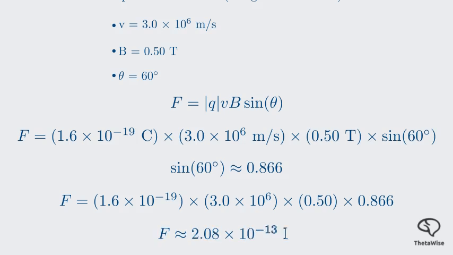Multiplying the numbers and the powers of 10, we get a force of approximately 2.08 times 10 to the negative 13th newtons. This is a very small force, but in the microscopic world of electrons, it's powerful enough to dramatically change the particle's trajectory. If we wanted the direction, we'd use the right-hand rule. For an electron, a negative charge, the force would be opposite to what the rule gives for a positive charge.